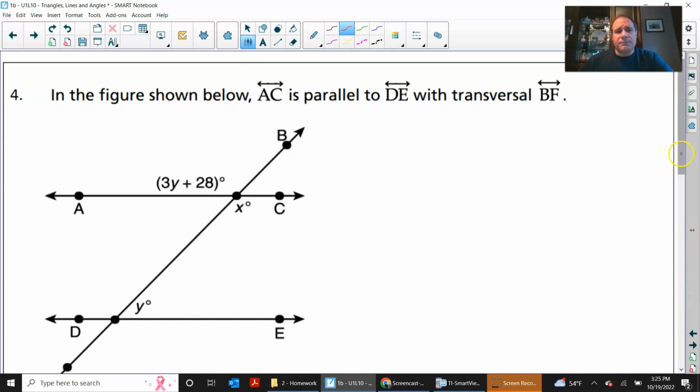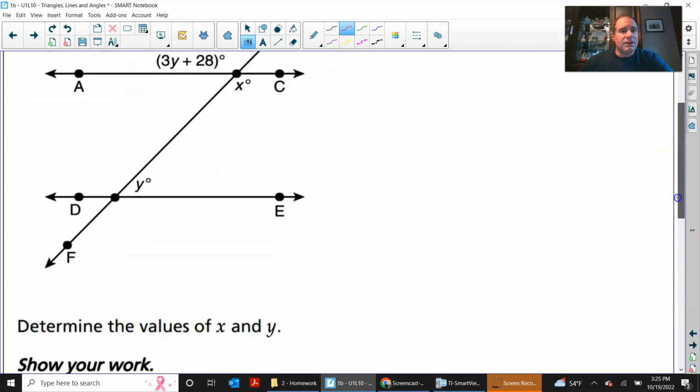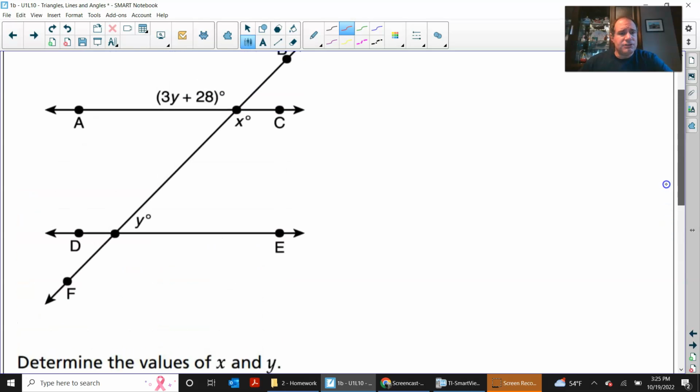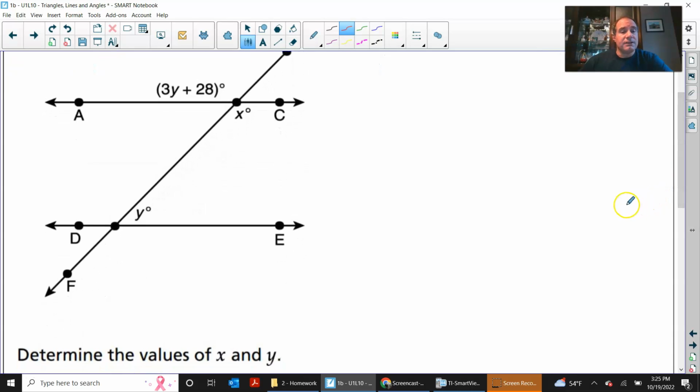Taking a look at this one right here, again, parallel lines. It says determine the values of x and y. This is a little bit of a tricky question because they want the value of x and they want the value of y. So if you're looking at this part right here, this is an x, this has a y. And we said you really can't solve anything with two different variables right now.